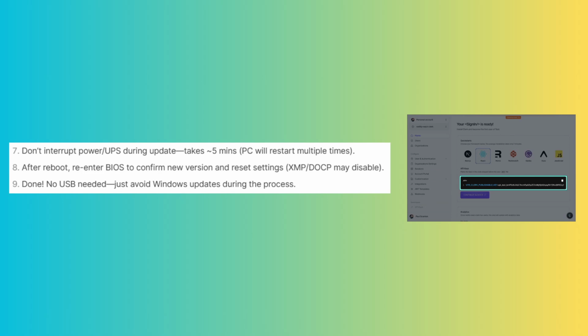PC will restart multiple times. After reboot, re-enter BIOS to confirm the new version and restart settings, as XMP/DOCP may be disabled. Done! No USB needed, just avoid Windows updates during the process.